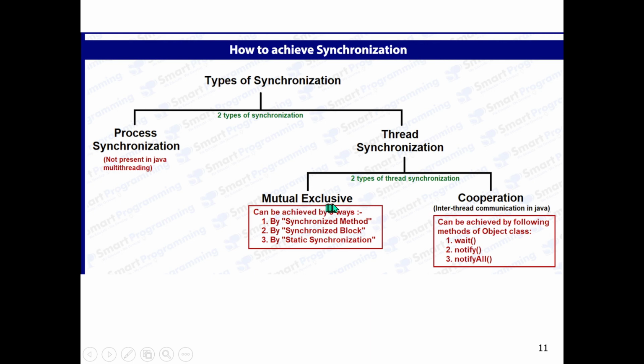For mutual exclusion, I already showed you the synchronized method and the synchronized block, and one more method is there, that is static synchronization. I will tell you why we need that, and I will show you the code also. Then we'll learn about cooperation. This synchronization we can also achieve by using wait, notify and notifyAll, which I will take in another session. In this session, let me explain what static synchronization is.